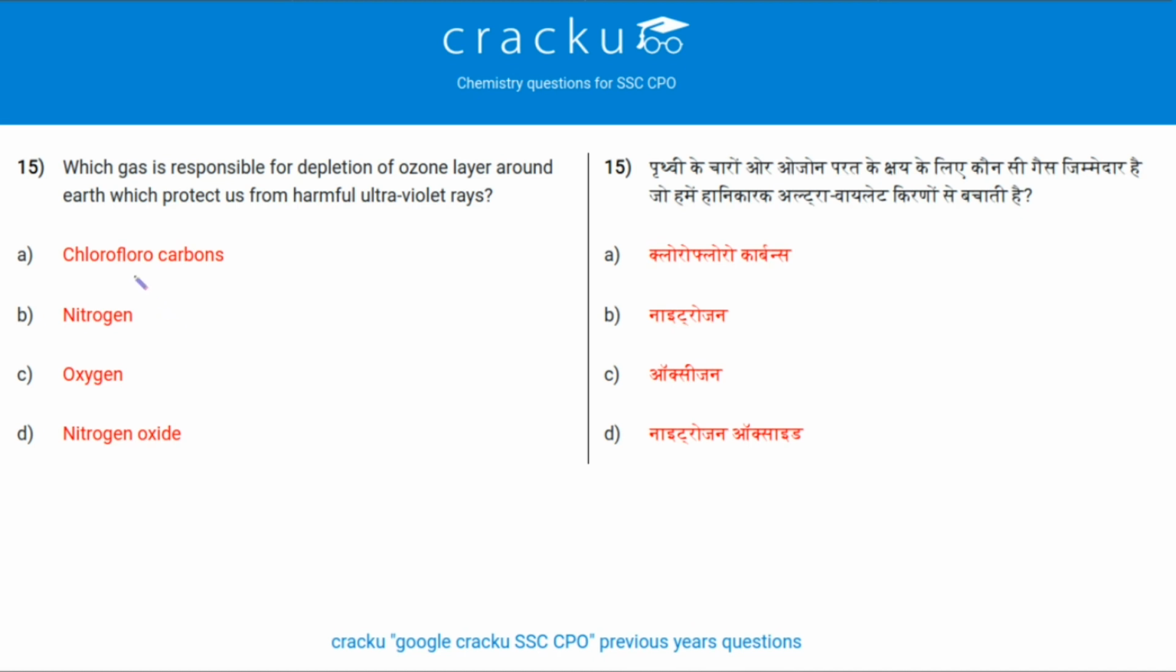The question says, which gas is responsible for depletion of the ozone layer around Earth, which protects us from harmful ultraviolet rays? So the answer to this question is CFC, that is chlorofluorocarbon.